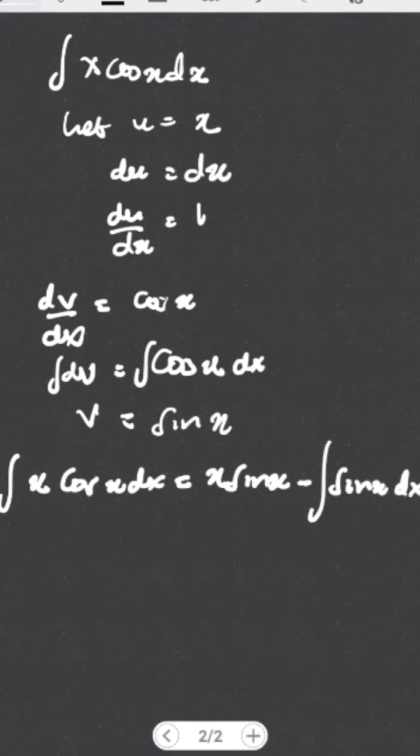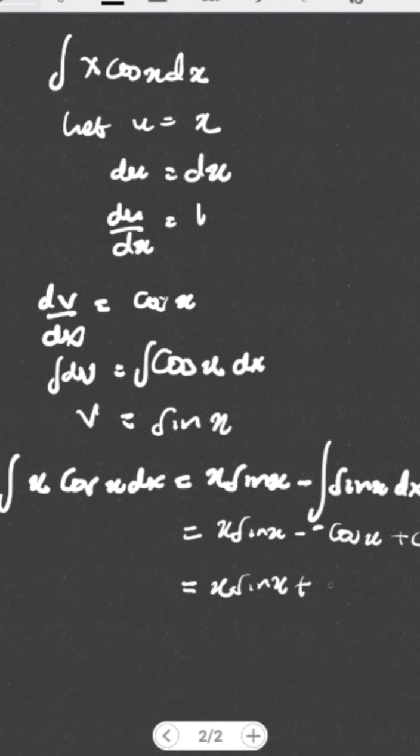And therefore this is equal to x sine of x minus, if I integrate this, I'm going to get negative cos of x, plus an arbitrary constant. So this is x sine of x plus cos of x plus c, and therefore I'll come out with my result as this.